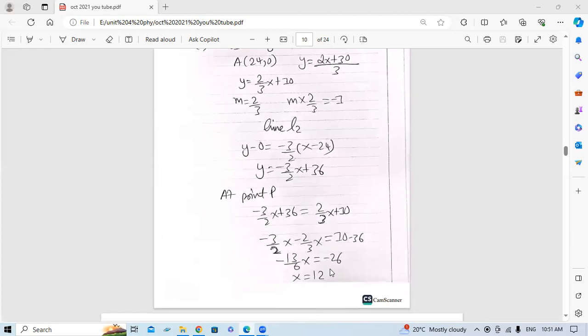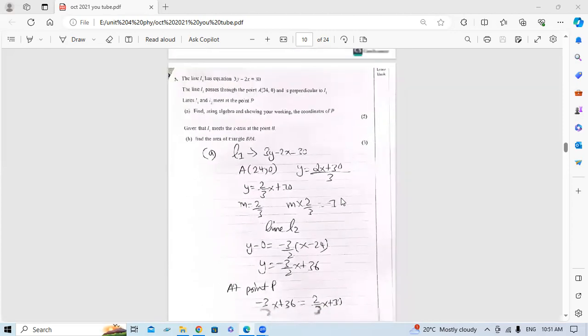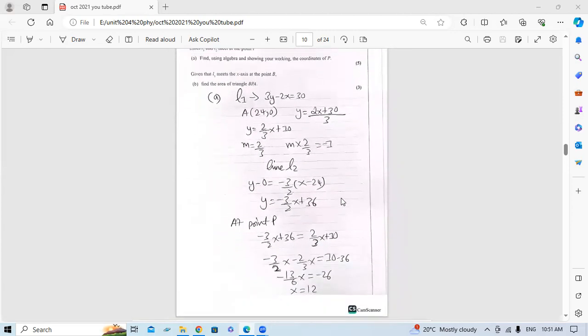At point P, minus 3 by 2 x plus 36 equals 2 by 3 x plus 10. Minus 3 by 2 x minus 2 by 3 x equals 10 minus 36. It will be minus 13 by 6 x equals minus 26, and the x value will be 12. That's the answer for A.